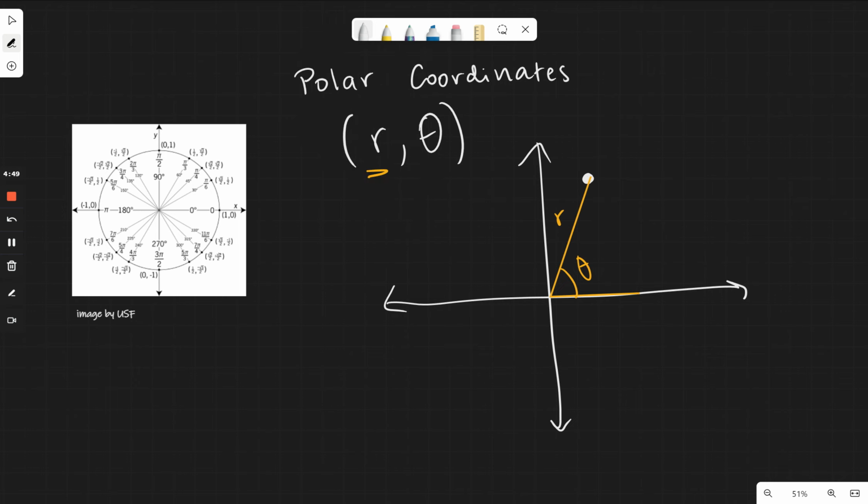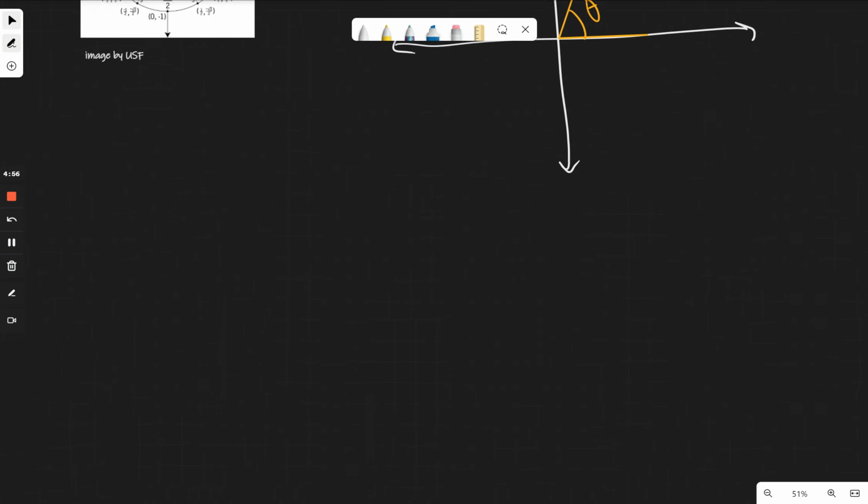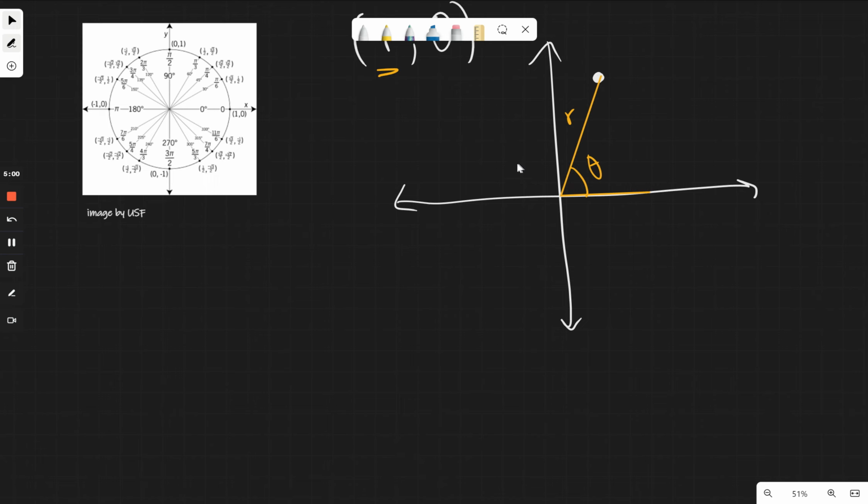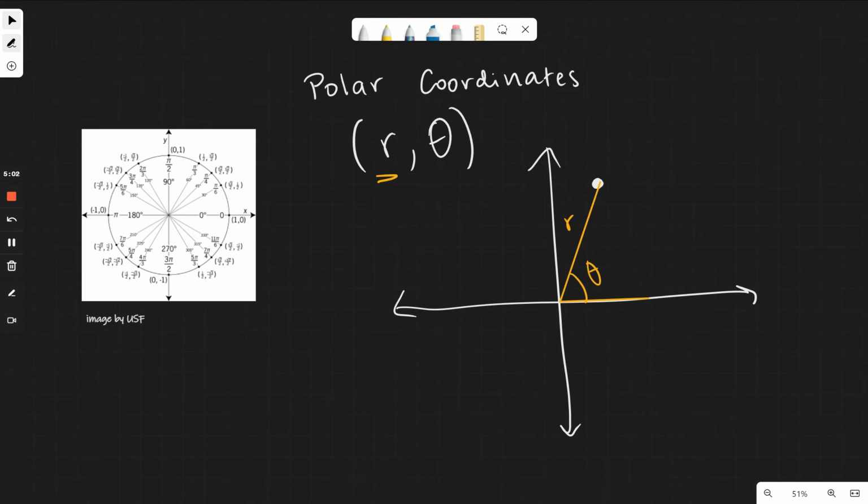So I'll just use some really basic angles and we'll go from there. Okay, so let's say we have the point. Let me bring this image down, or actually, I hope you remember this because I'm deleting it.